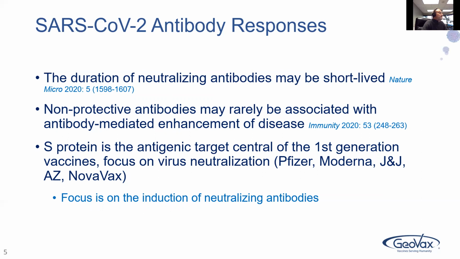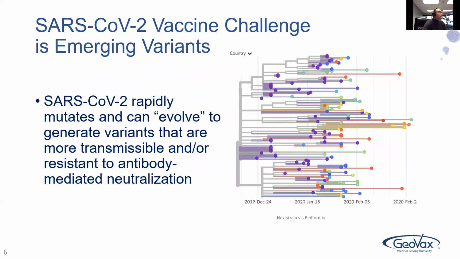Now, the highly immunogenic nature of the S protein, the spike protein, plus the fact that it has the receptor binding domain, means it is the optimum antigenic target for inducing antibody responses that will neutralize the virus. And of course, this is what's been used in the first generation vaccines by all of the major vaccine producers. Here, the focus is primarily on the induction of neutralizing antibodies.